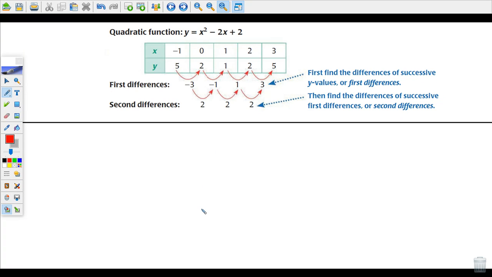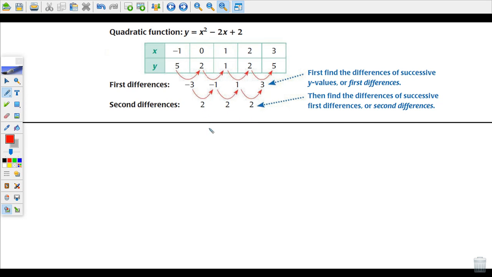Here are the first and second differences, like I talked about earlier. So 5 minus 2 is 3, 2 minus 1 is 1, 1 minus 2 is -1, 2 minus 5 is -3. And then they subtracted these again. 3 minus 1 is 2, 1 minus -1 is 2, -1 minus -3 is 2, so the second differences are equal.